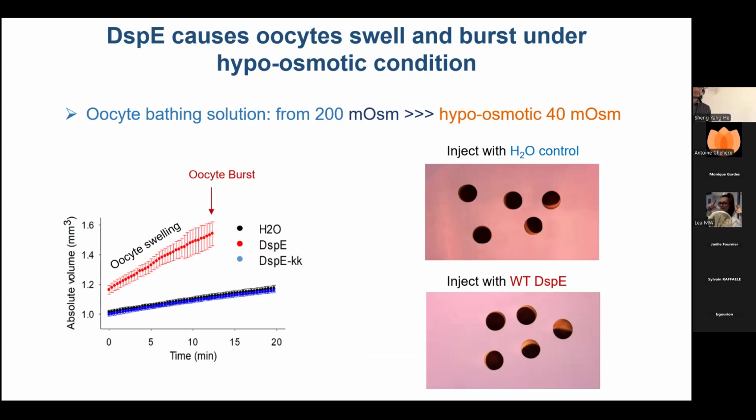And this is a video. I don't know if I can play this or not. Let's see. So this is the control within 10 minutes. And this is the DspE cRNA injected. They look like a balloon, they just pop out. So it's a pretty dramatic phenotype.